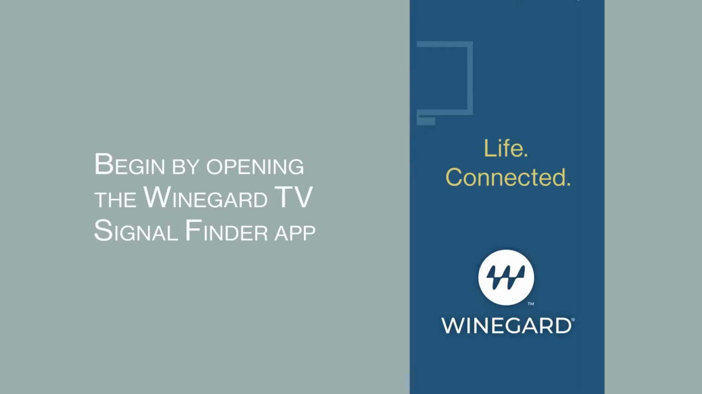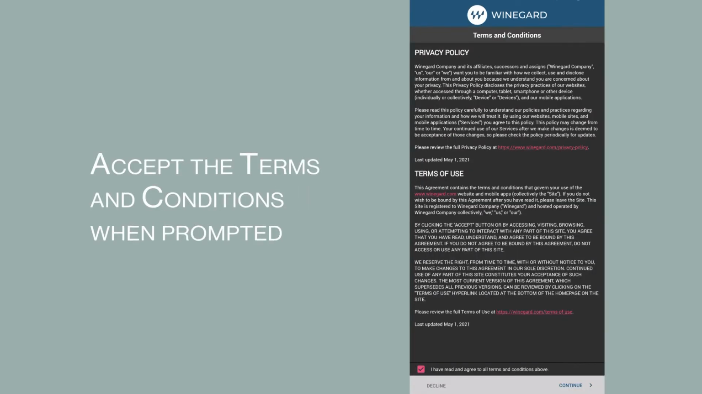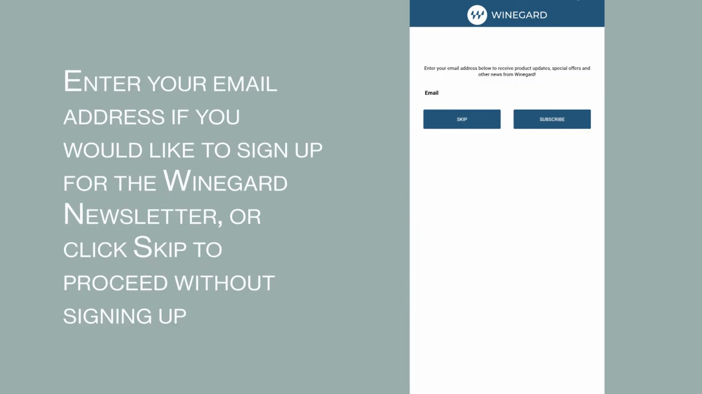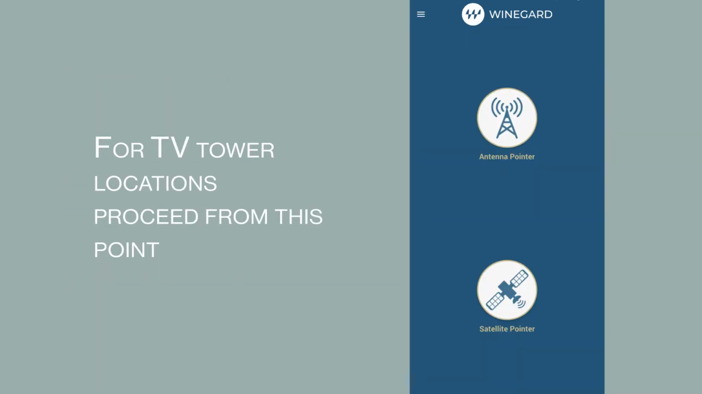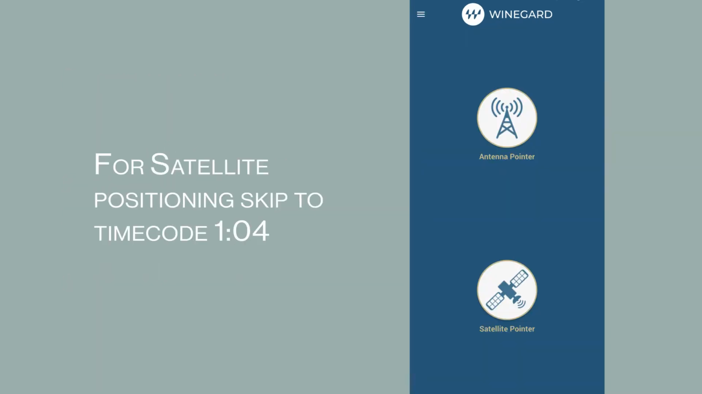Begin by opening the TV Signal Finder app. Accept the terms and conditions when prompted. If you would like to sign up for the Winegard newsletter, enter your email address, or select Skip if you would not like to sign up. For TV tower locations, proceed from this point. For satellite positioning, skip to the timecode on the screen.